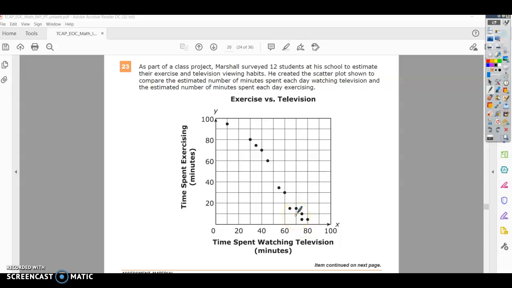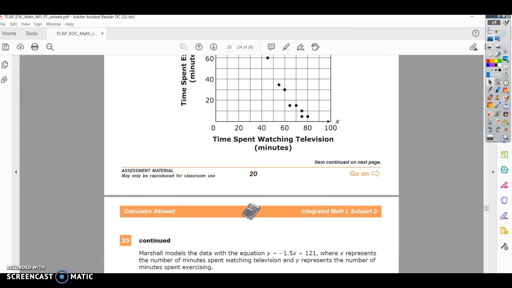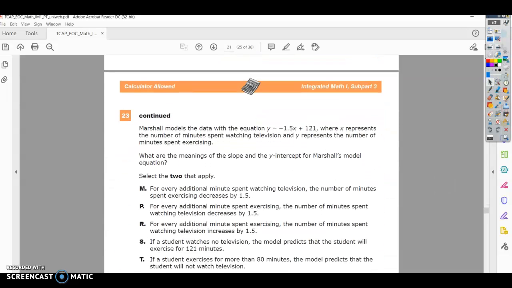Alright, so it looks like if they spend about 90 minutes exercising, they only spend about 10 minutes watching television. And over here it looks like if they spent 80 minutes watching television, they've spent maybe 5 minutes exercising. So let's see what the graph does to help us solve this problem.